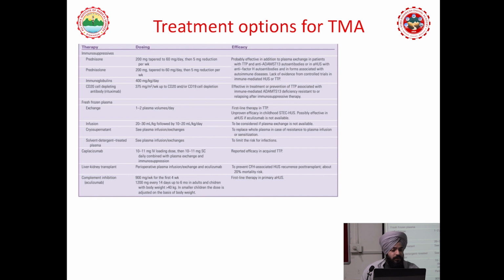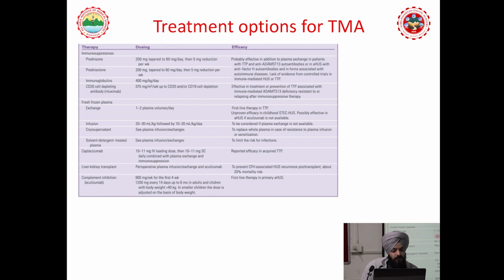Now, what were the other treatment options for patients with thrombotic microangiopathies? First, the immunosuppressive agents, usually a dose of prednisolone, continued and probably effective in addition to plasma exchange in patients with TTP or anti-ADAMTS13 autoantibodies, or in atypical HUS with anti-factor H autoantibodies. The next are the CD20 cell-depleting agents like rituximab, at a standard dose of 375 milligrams per meter square per week, as long as we have adequate CD20 or CD19 cell depletion.